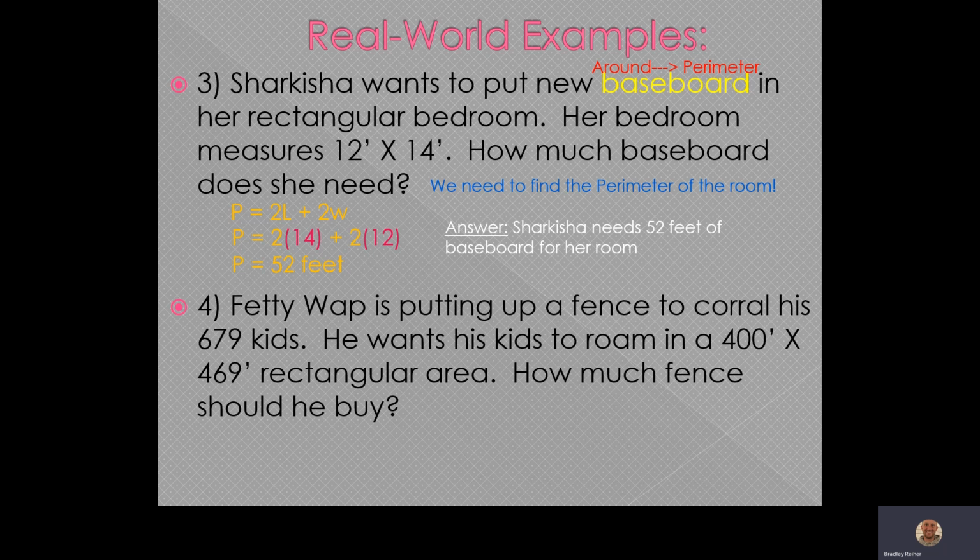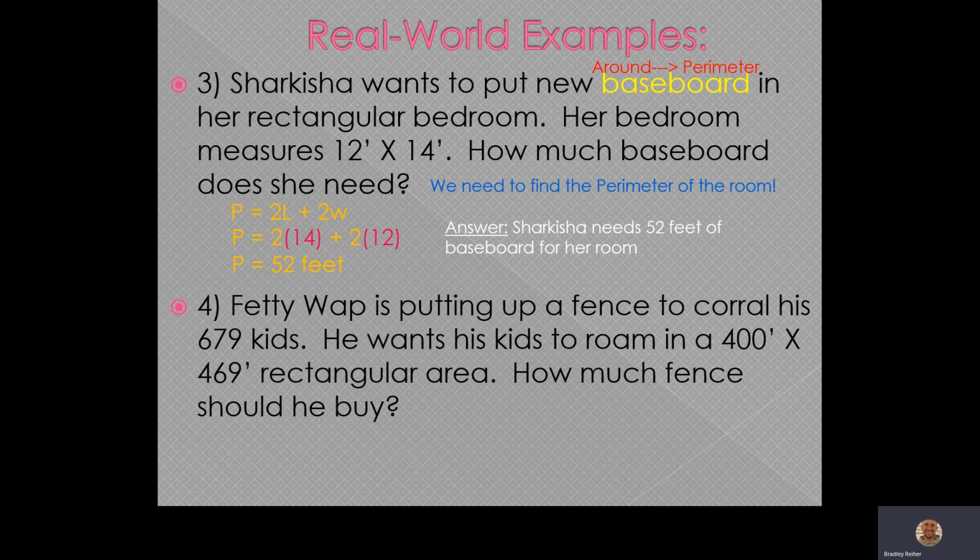If you're putting baseboard in your room, the baseboard goes around the room. So that's the little note there. Notice how we have baseboard highlighted. Around means you're going to find the perimeter. So that's the note we made there. We need to find the perimeter of the room. And we know that the bedroom is rectangular, so we're going to use that formula. Perimeter equals 2 lengths plus 2 widths.